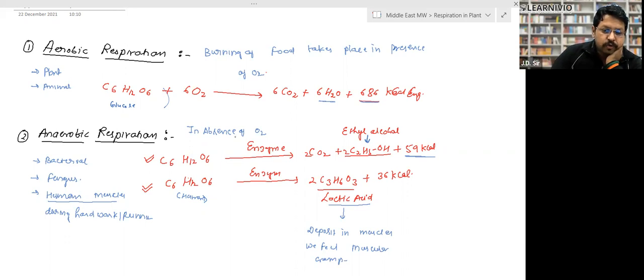So it takes place in absence of O2. But there is a difference. When it takes place in the body of bacteria and fungus, what happens? Alcohol formation takes place. But alcohol formation does not take place in our body. If alcohol formation took place in our body, what would happen? You would start running and behave like a drunk one. Got it? Okay.